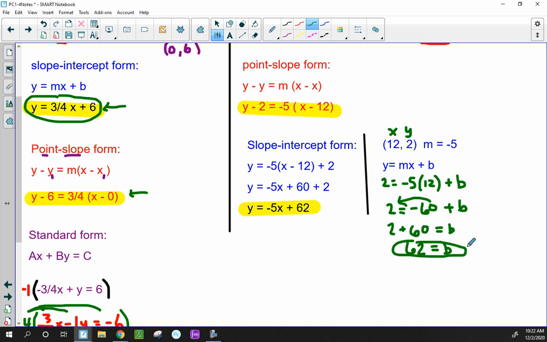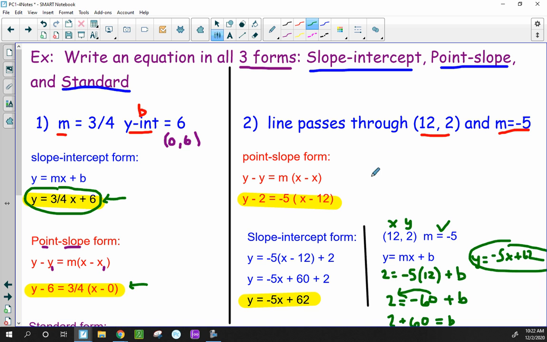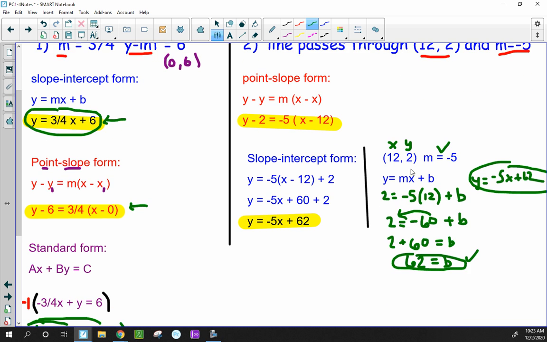So now I found my b. I have my slope, and then I can write my final answer. So for slope-intercept form, it would be y equals negative 5x plus 62. And that's exactly what I had over here, just taking this answer and transforming it. All right, so for question 2, we have this one done, we have this one done, now we're looking for standard.